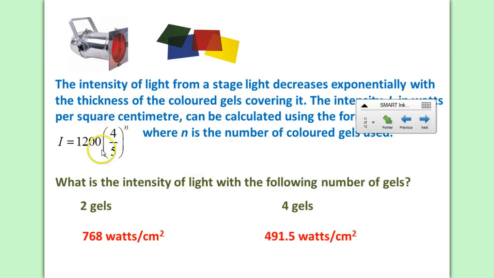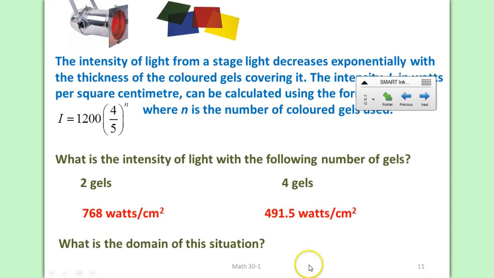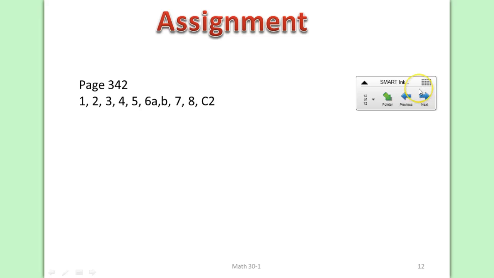In this application, notice that the base is less than 1 and it's decaying. It's getting less and less as the number of gel coats you put on top of the lens. What is the domain of this situation? Well, n must be a whole number for sure, and I guess we could keep adding them, but pretty soon it's going to be dark because we'd shut out so much light, but that would be it.